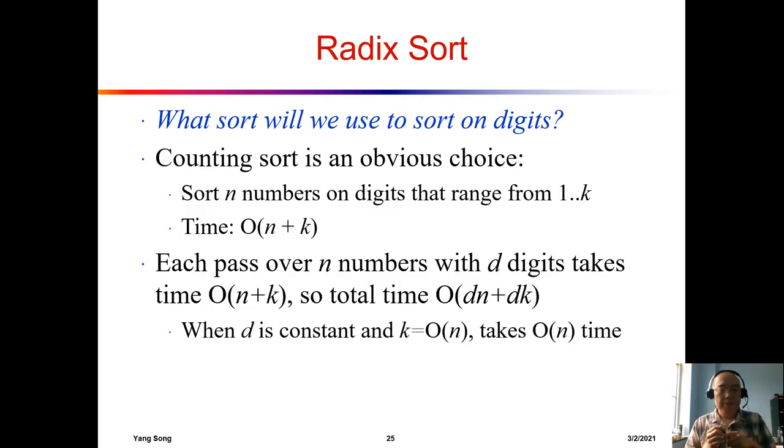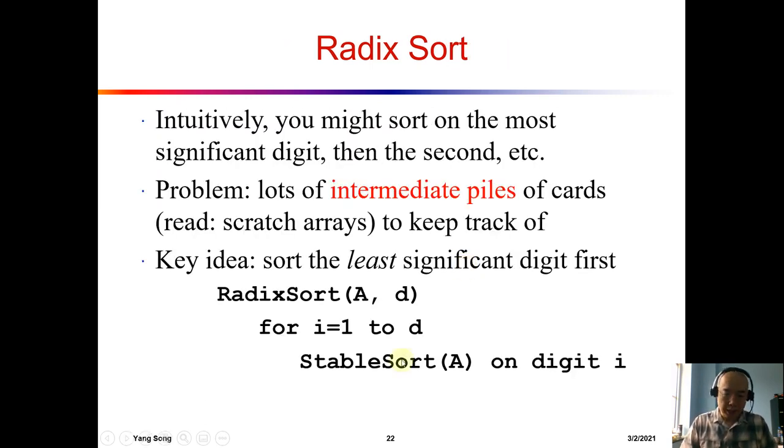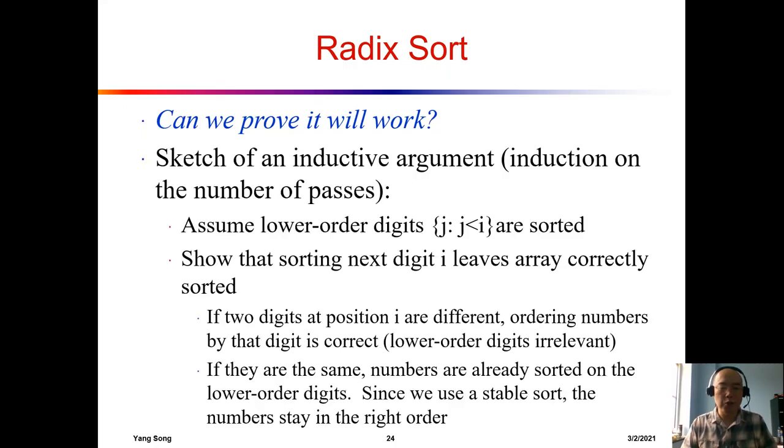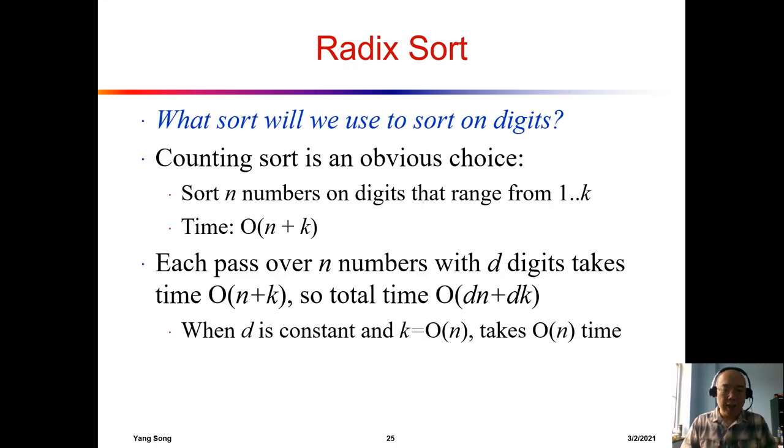And then, let's talk about the time complexity. Before we do that, we want to go back here, and ask what stable sorting algorithm do we want to use? And I think the counting sort could be an easy answer. And if we are using the counting sort, then we have n numbers, and the range will be from 1 to k.